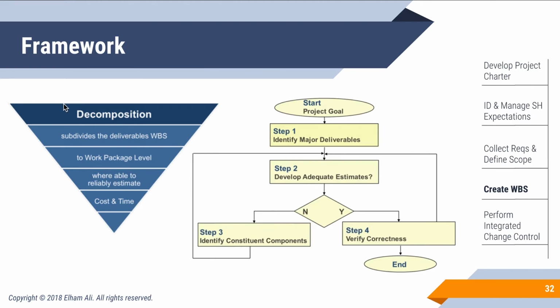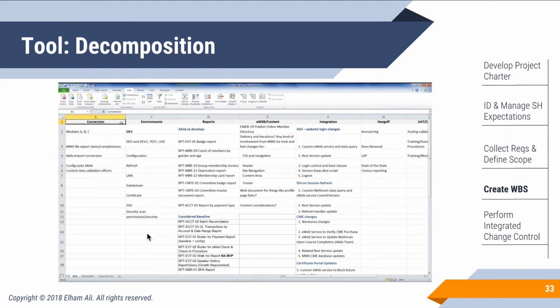So this upside down triangle gives you an idea how you're dividing your deliverables to work packages so you can estimate in accordance to your cost and time. Now, this is an example of a work breakdown structure. It's horizontal, so it's from left to right, and it gives you an idea for a web page and for our website in totality at the end of the project.